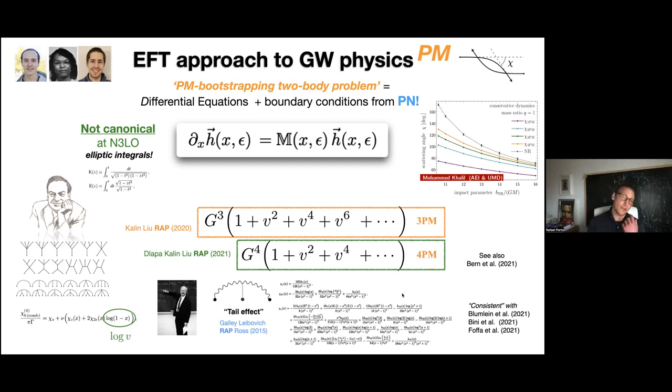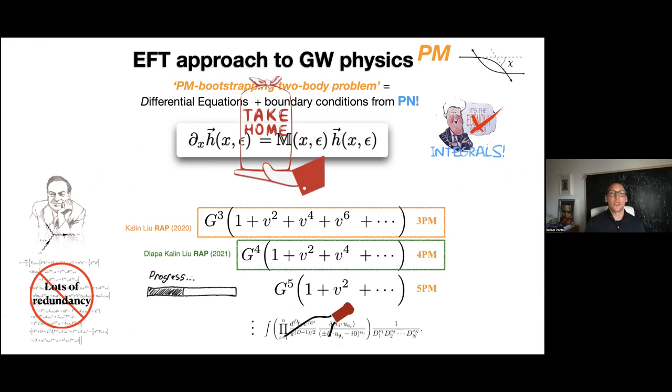So now the question comes, and this was part of the discussion also earlier. This includes the tail. This includes this logarithm of v, which in this variable is written as log of 1 minus x. But what about these other corrections that are 5PN, but G to the 4 could also contribute here? And I don't have much time for that. So I'm going to skip it, and people are going to ask me, and I'm going to come back to it.